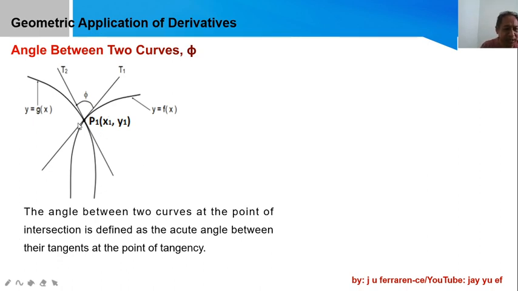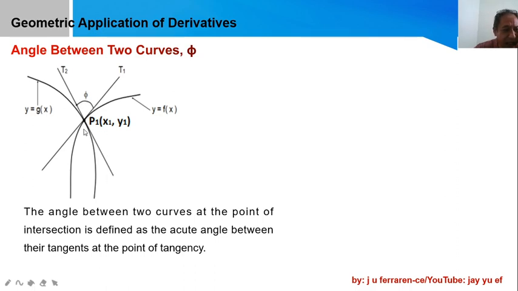So, if this is the point of tangency, I can draw a line tangent to my curve, tangent to f of x, no? And we call this T1, being my first curve, and we have another tangent T2, which is tangent to g of x. Now, if these two tangents do not intersect at 90 degrees, there is a pair of acute and obtuse angles. So the angle between the two curves is the acute angle between their tangents.